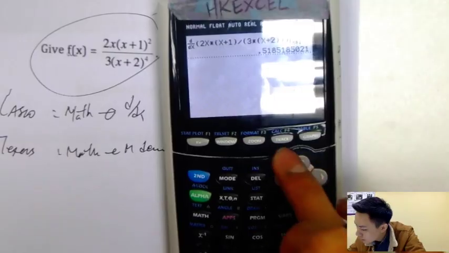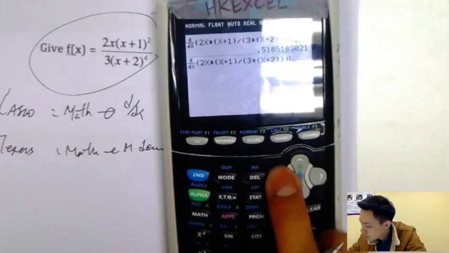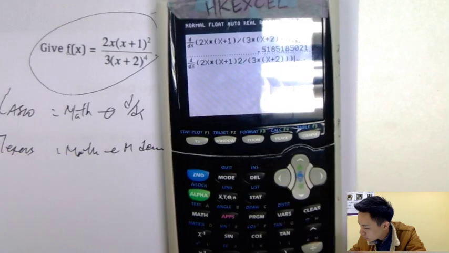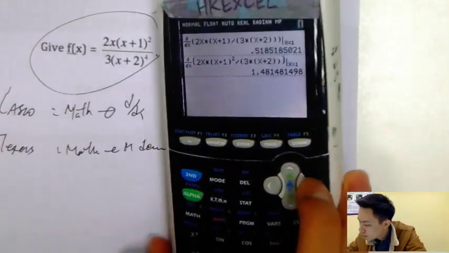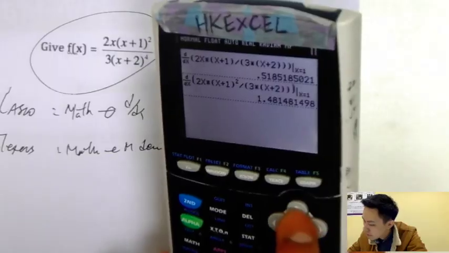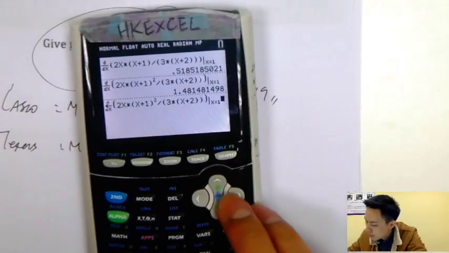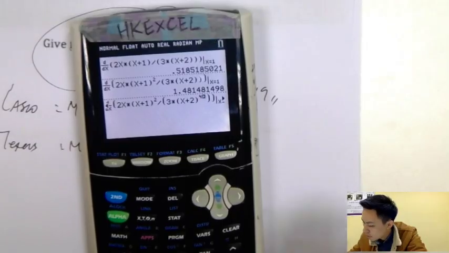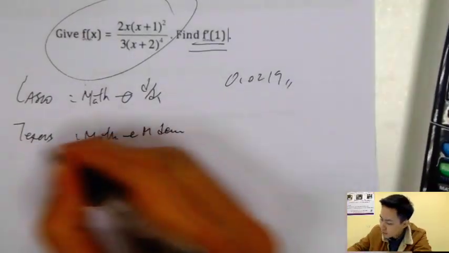Oh wait, what did I do wrong here? So 2x, oh yeah, I forgot to type in power of 2. So let me change it. Power of 2, right? So you should get the same answer as well. So times this, and then divided by 3 times x plus 2, power of 4. Yeah, power of 4, like this. Then you get the same answer as well, 0.0219. Yeah, so this is for the Texas model.